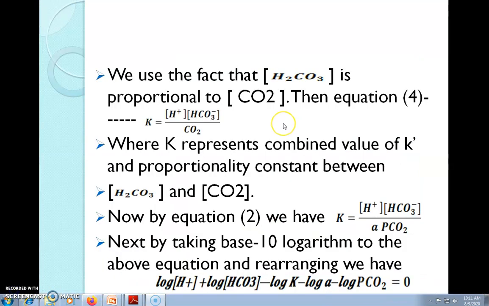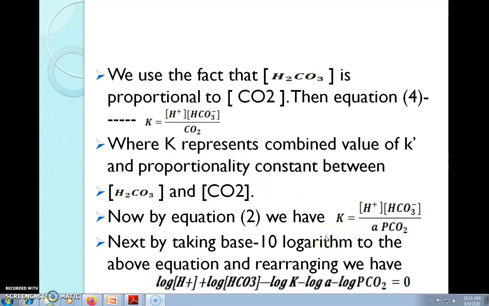Here we use that HCO3 is proportional to CO2. To obtain the result, K equals H plus times HCO3 divided by CO2, where K represents the combined values of K dash and the proportionality constant between HCO3 and CO2. Then from the above equation we obtain K equals H plus times HCO3 by A times PCO2.